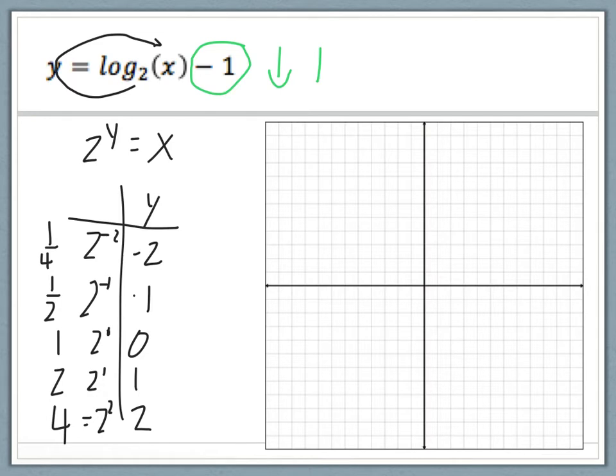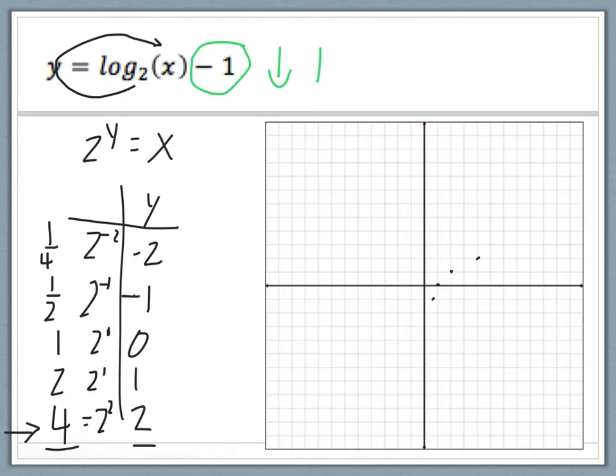So this first one, I'm going to start with this one right here. So it's going to be 4, 2. So over 4, up 2. Next one is 2, 1. Over 2, up 1. Next one, over 1, up 0. It's right there. Next one's over a half, down 1. That's a -1 right there.